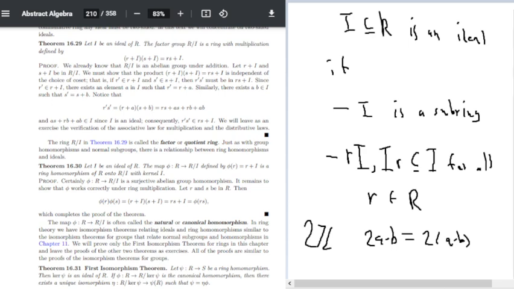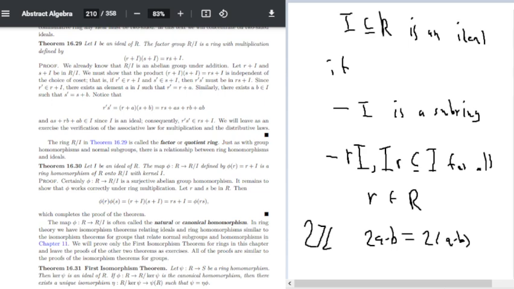Notice that r's' is equal to (r + a)(s + b), which is equal to rs + as + rb + ab. And as + rb + ab is in I, since I is an ideal, and we're multiplying the entire thing. Consequently, r's' is in rs + I. We will leave as an exercise the verification of the associative law for multiplication and the distributive laws. The ring R over I, or R mod I, in Theorem 16.29, is called the factor or quotient ring.